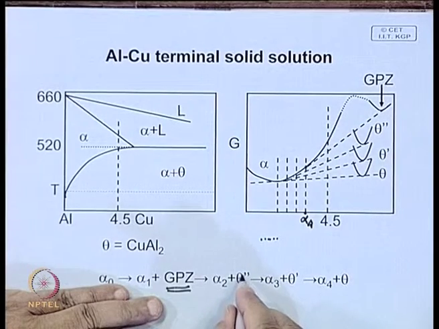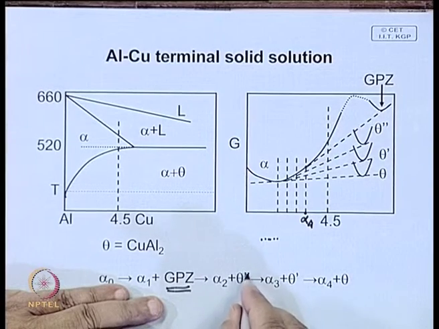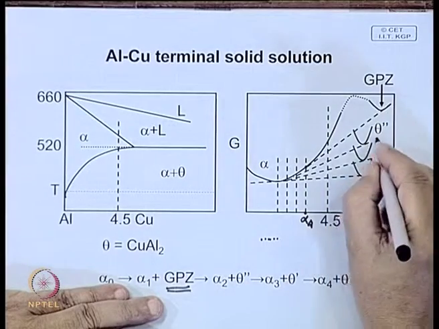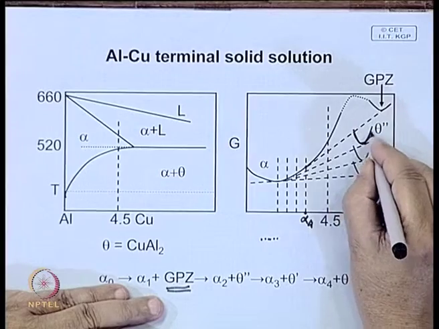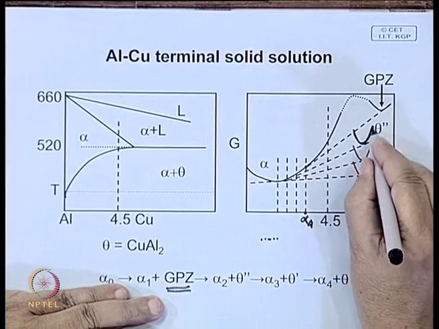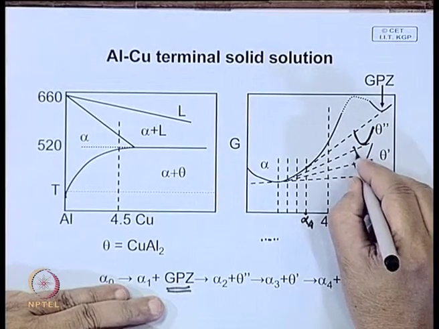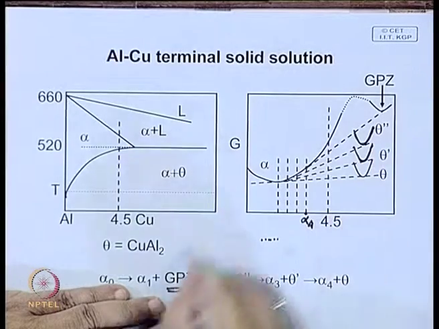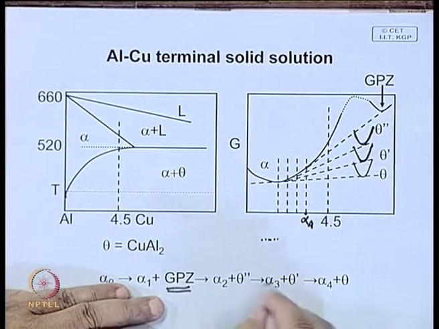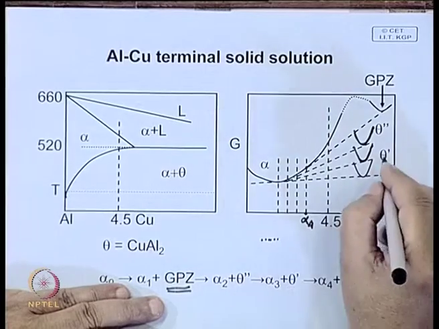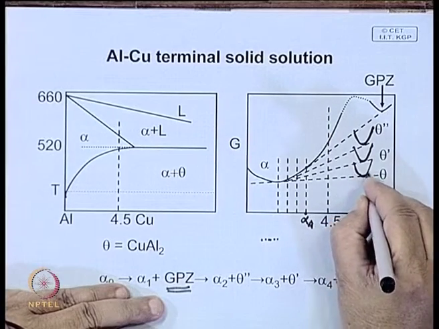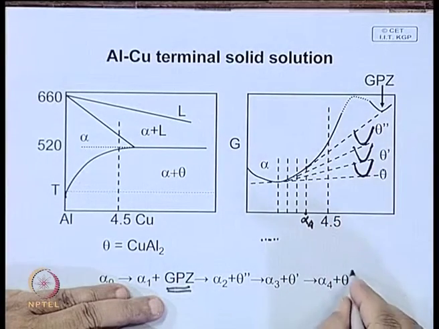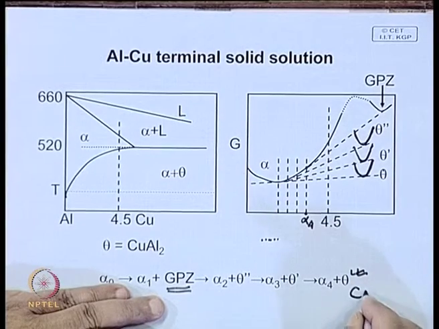The next precipitate is theta double prime, shown here. Its stability is shown by this free energy composition diagram. Next is theta prime. These are all coherent, and finally this is the stable precipitate theta, which is the final precipitate, and this is actually CuAl2.